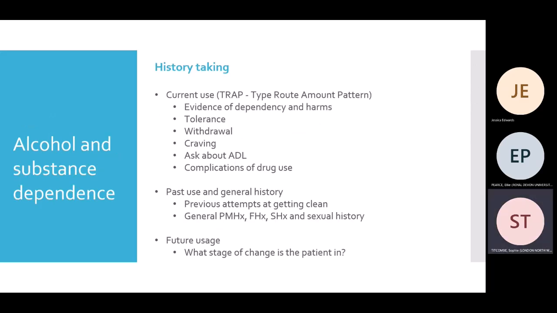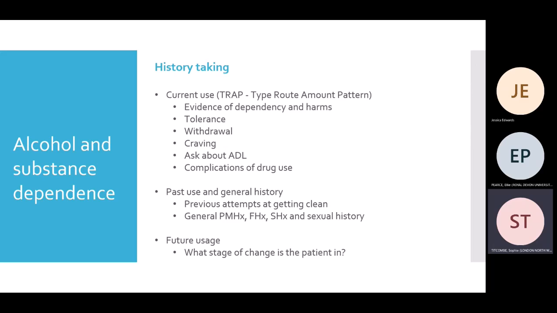When we're thinking about taking a history from somebody with an alcohol dependence, or really any kind of substance dependence, there are a number of questions that we want to make sure that we're asking. So the first is looking at the current use of whatever substance they're using. And we can use the mnemonic TRAP, which stands for type, route, amount, and pattern, to give us some insight into that. We want to be asking if there's any evidence of dependence, so going through that criteria previously mentioned, if there's any tolerance, withdrawal, craving, and trying to work out just what level of impact this is having upon their activities of daily life.